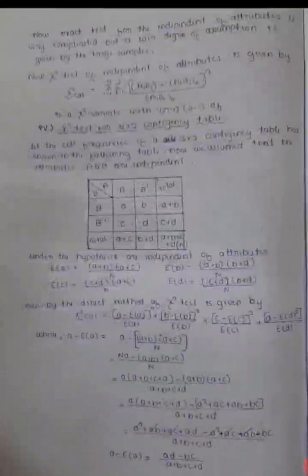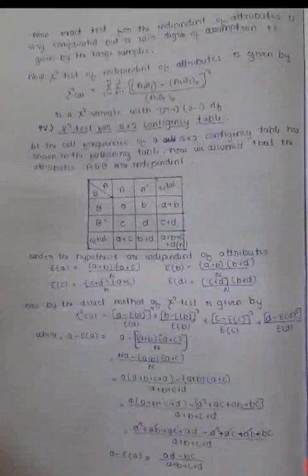Now we assume that the attributes A and B are independent. The 2 into 2 contingency table is like this: A columns and B rows, A dash total, B dash total, a, b, c, d. The first row total is a plus b, the second row total is c plus d. Similarly, the first column total is a plus c, the second column total is b plus d, and the grand total is a plus b plus c plus d, or capital N.